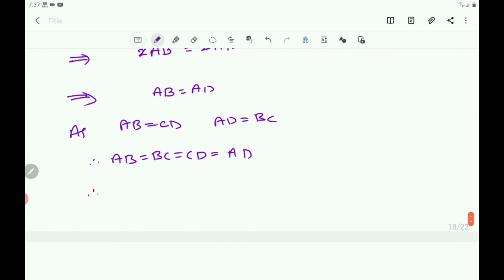Therefore, as all the four sides of parallelogram ABCD are equal.